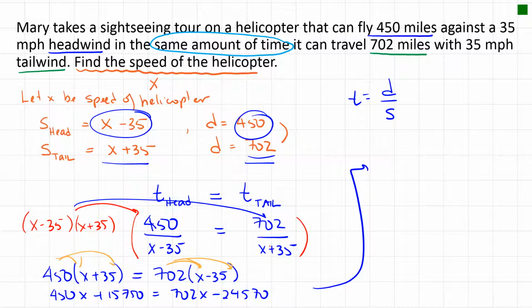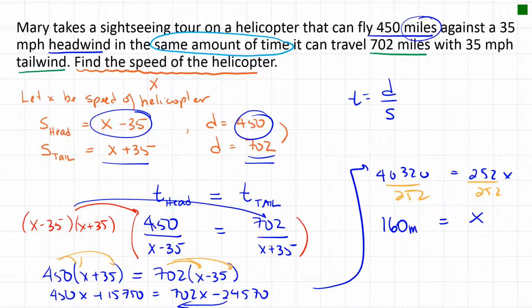So I'm going to collect the variable x on the right side, which means I'm going to subtract 450x from both sides of the equation. So that leaves me 702 minus 450 is 252x. And I'm going to move this guy over to the other side by adding it. So that leaves me with 4320. Last step is to divide both sides by 252. And that gives me x equals 160. And our units, it's an American textbook, so there's lots of miles per hour.